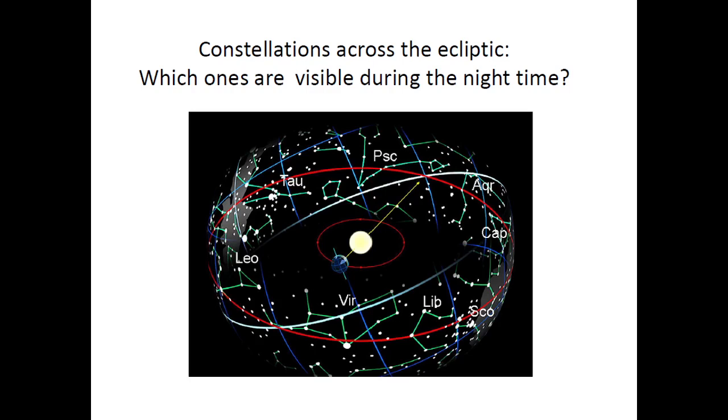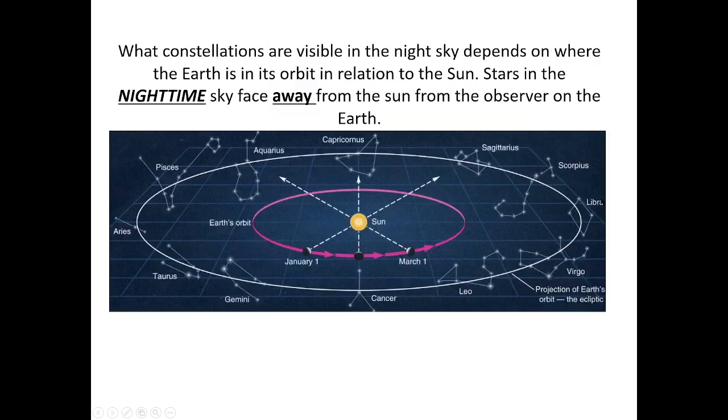Gemini would be getting ready to set. It's ready to set on the horizon. The sun's about to come up. What is rising over here? Scorpius and Libra. So that is something to keep in mind when we start looking at star charts later on in the later part of this slide.